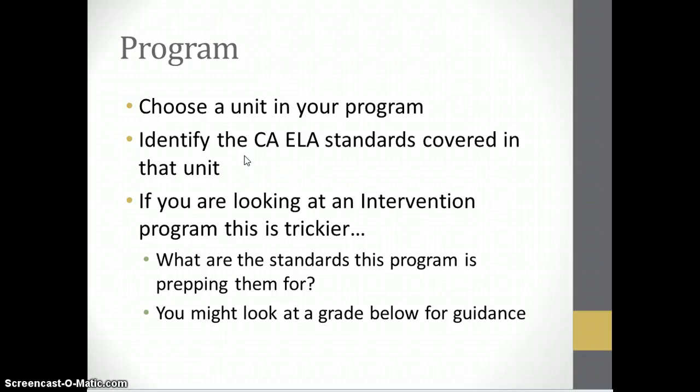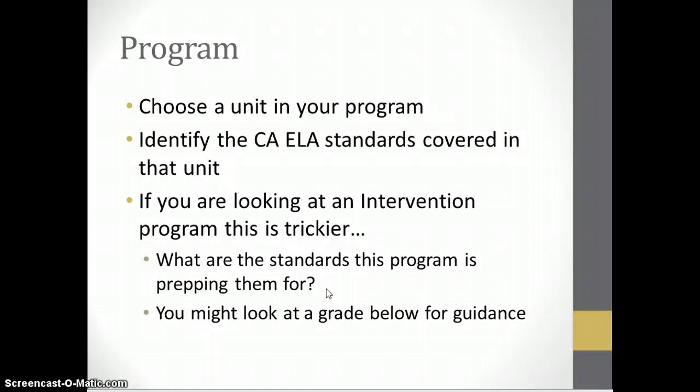If you are looking at an intervention program, think about what standards this program is prepping them for, like what it is filling in that they're missing. It might be helpful to look at the grade below what the students you're working with are in, or that you use the program for. If you look at the grade below, maybe it gives you an idea of some of the standards that you're filling in for.